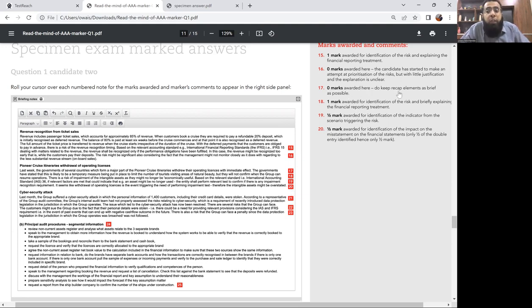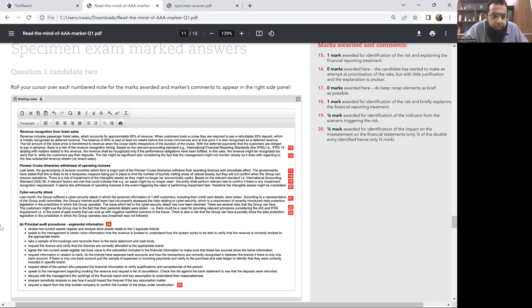0 mark here. Do keep recap elements as brief as possible. He's just repeating the question. The examiner is saying to just refer to the question briefly. I already have the question. Why are you repeating it again and again? 1 mark awarded for identification of risk and explaining the financial reporting treatment. He explained IAS 36. Half mark awarded for identification of the indicator from the scenario triggering the risk. Half mark awarded for identification of the impact on misstatement. Only half of the double entry identified, hence half mark, because he only stated that assets will be overstated. He should have also referred that profits will also be overstated.